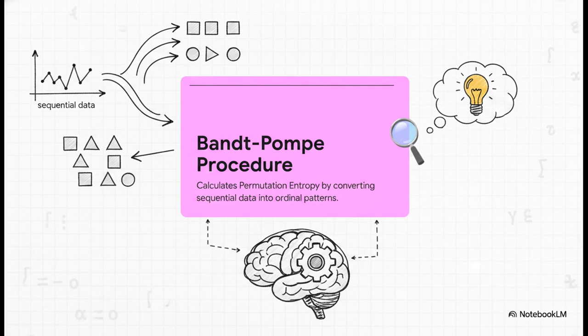Enter the Bandt-Pompey procedure. This is our elegant solution for cutting right through that noise. It's a frankly brilliant method used to calculate permutation entropy by converting sequential data into what we call ordinal patterns. That is what allows us to accurately measure a signal's complexity. And don't worry, we're going to dissect exactly how it does this, one logical step at a time.